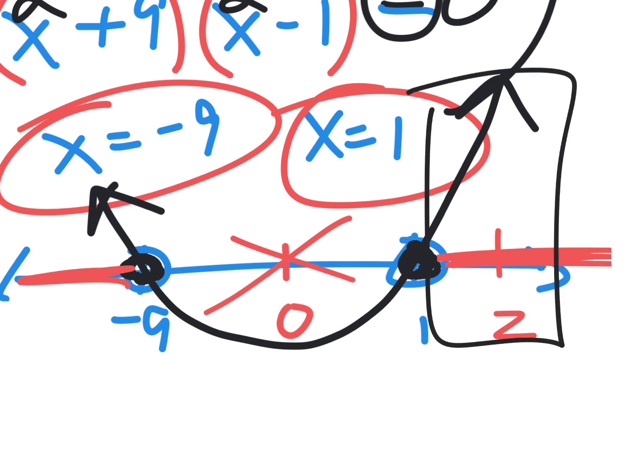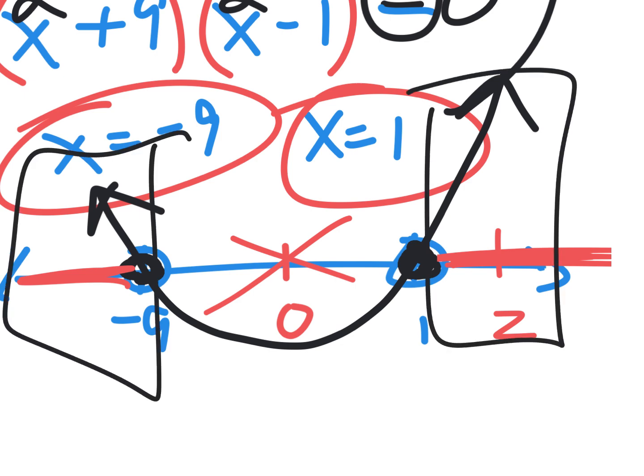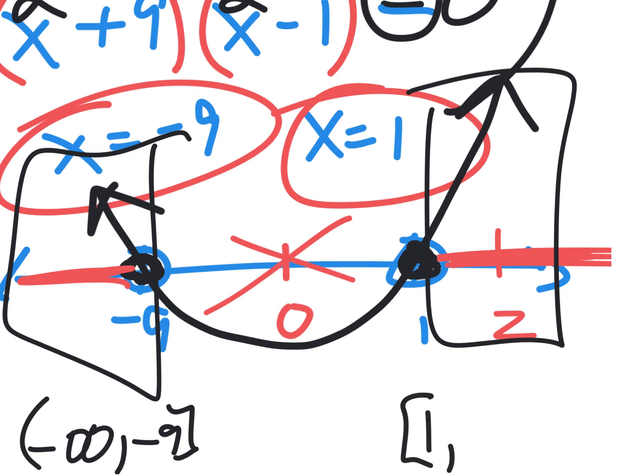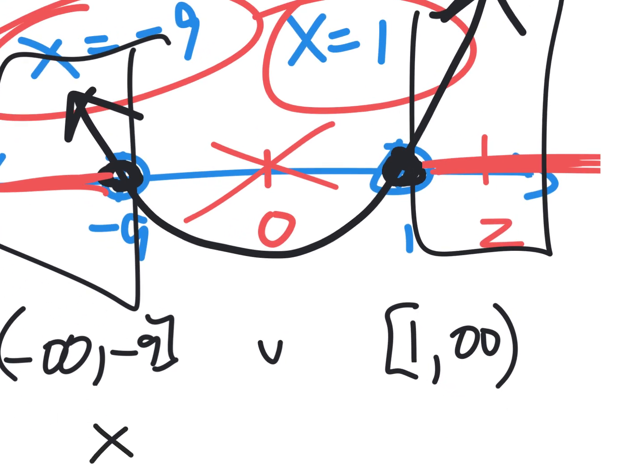Out here and out here, and therefore it's from -infinity to -9, bracket, and from 1 to infinity, and I put a union between those two. And if they wanted it in interval notation, it would be like I just did. If they wanted it on a number line, I already had it. And if they wanted it in set builder, I'd have to say x where x is less than or equal to 9, and x is greater than or equal to 1.